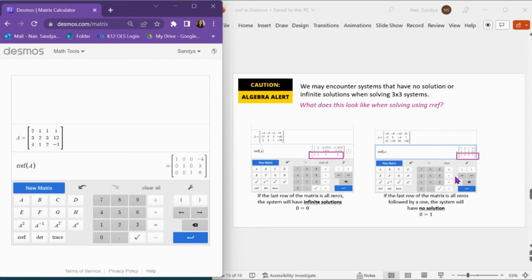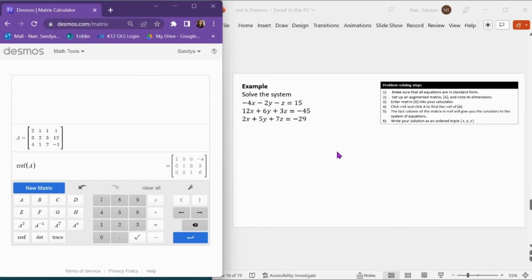If we have no solution, the last row will look like this. You'll have all zeros and then followed by a 1. So if you think about this, this is basically like saying 0 equals 1, which doesn't make any sense. So that's why the system will have no solutions. So let's look at this example. Let's try solving this system.